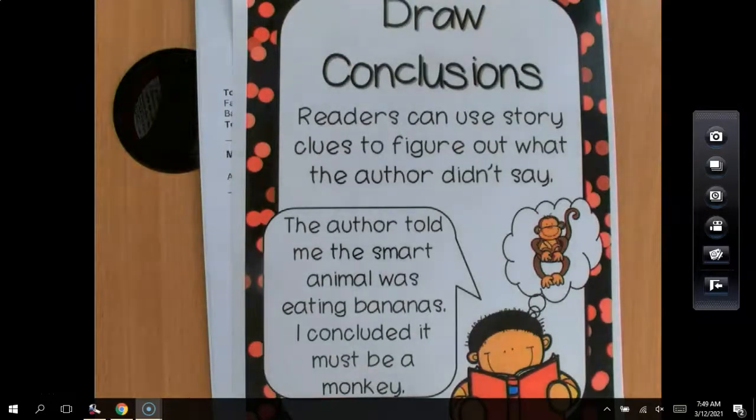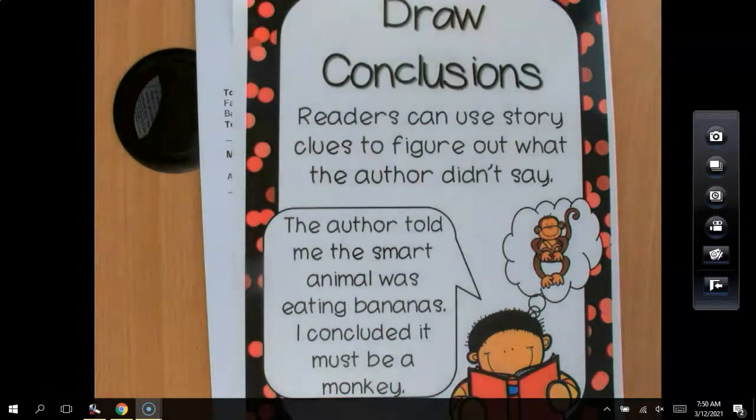So we're learning about drawing conclusions. That is our target skill for this week. We've already learned about drawing conclusions in another story, so this should be a review for you on drawing conclusions. What does it mean to draw a conclusion? What do you think it means to draw a conclusion?